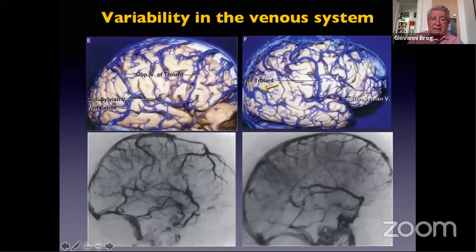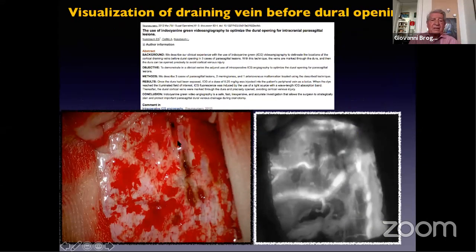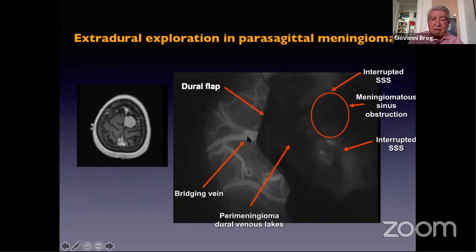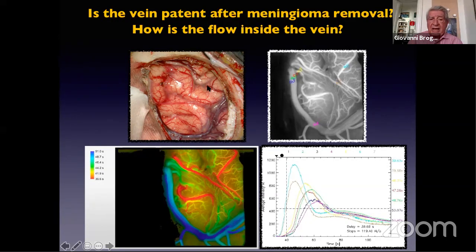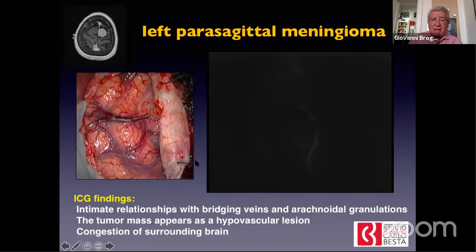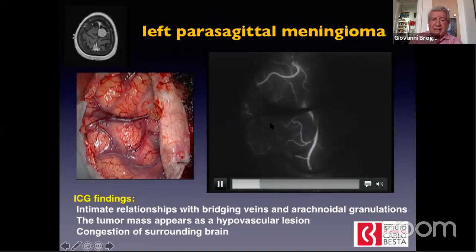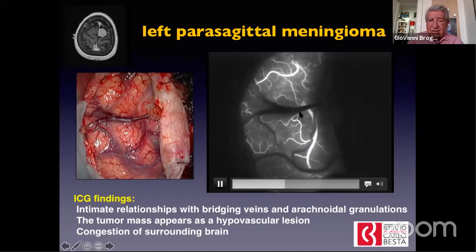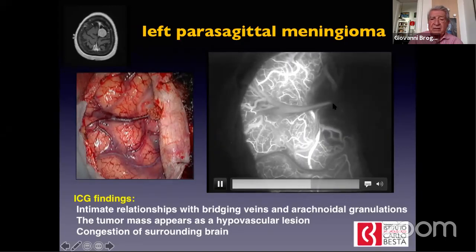What about, let's forget this one, and let's go for the meningiomas. It's important because they can tell you if the sagittal sinus is open or not. In this case, you have a bridging vein, and the sinus is closed by the meningioma and by the thrombosis. You can check after the removal if the veins are present or not, and what is the speed of that. And that is other things. There is a fast draining vein, like this one, in which you can see that there is only one drainage that is going to the sagittal sinus.